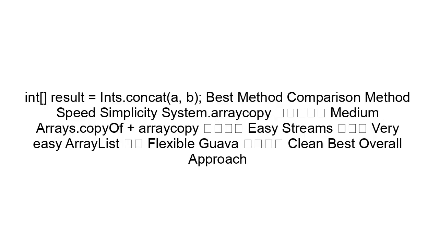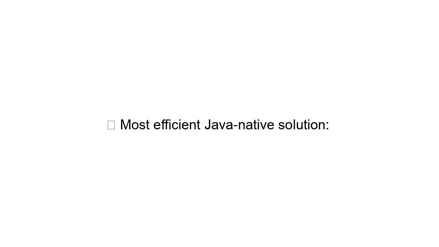Best method comparison. Method, speed, simplicity. System.arraycopy: fastest, medium. Arrays.copyOf plus arraycopy: fast, easy. Streams: slower, very easy. ArrayList: flexible. Guava: clean. The most efficient Java native solution is System.arraycopy.